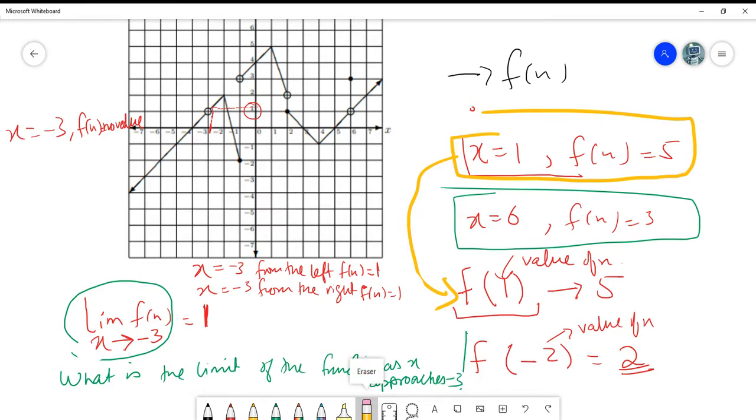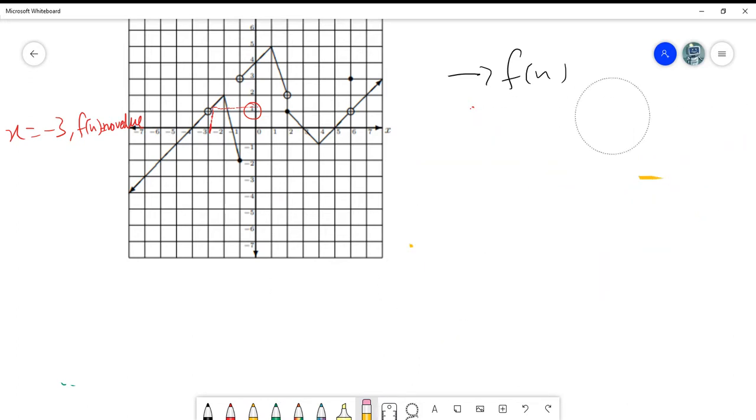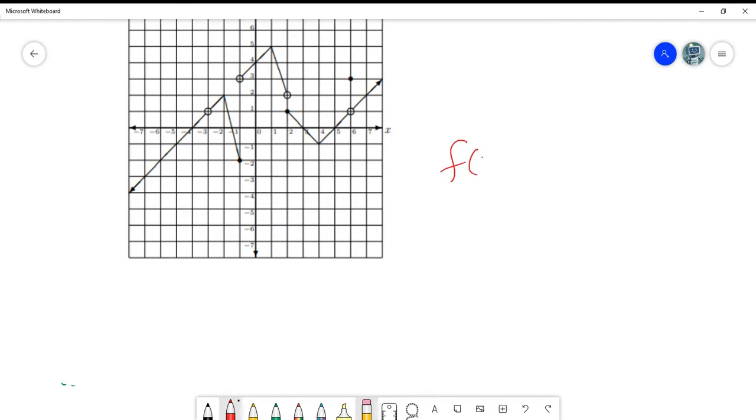Now, there will be times when limits do not exist. So let's have a look at an example where this happens. Just to make everything less clustered, I will erase this. And let's now try and answer this question first. When we have f of 2, meaning when the value of x is 2, then the exact value of the function is 1. But what about the limit as x approaches 2?